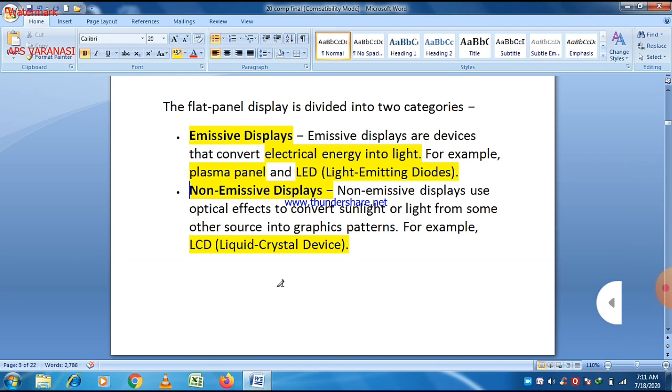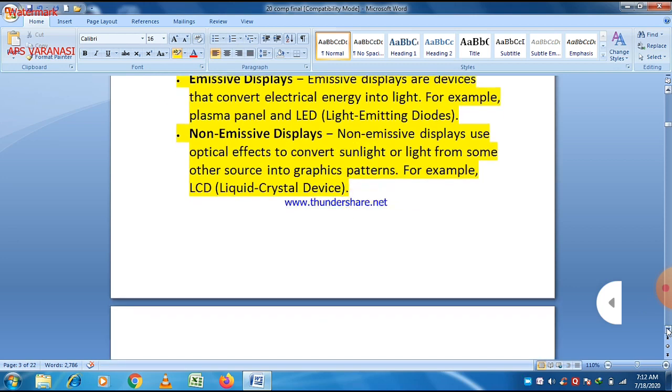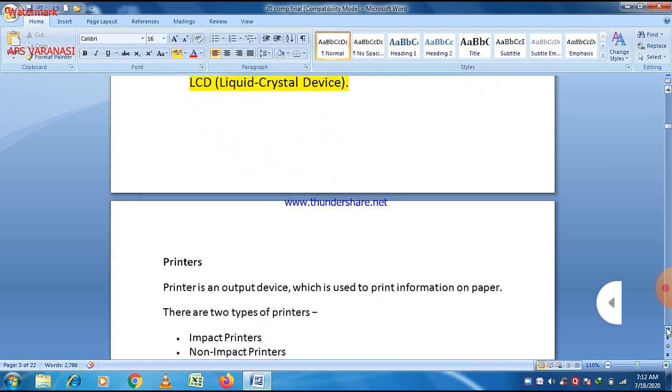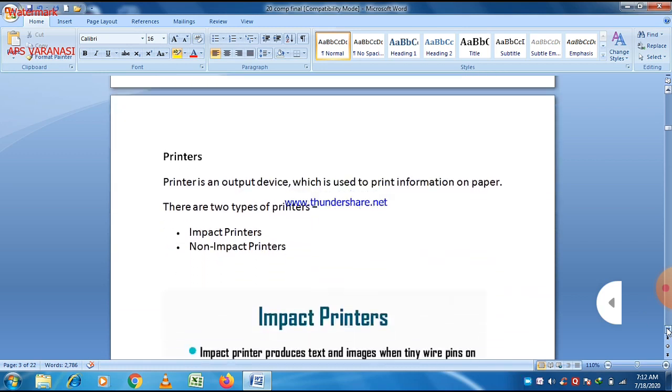Now non-emissive displays use optical effects to convert sunlight or light from some other sources into a graphical pattern. So the basic difference is that emissive display converts electric energy into light, while non-emissive display uses optical effects to convert sunlight or light from other sources into graphical patterns. Remember the examples: plasma panel and LED are examples of emissive, and LCD is the example of non-emissive. So these are the different types of monitors.